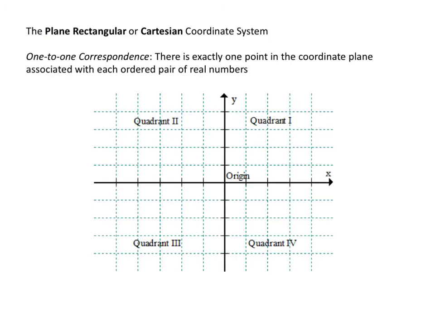The second section of Chapter 3 talks about graphing. The coordinate system that you're used to looking at is called the plane rectangular coordinate system, or the Cartesian coordinate system. You're familiar with the quadrants because we did that in trig, and of course the center is called the origin. Horizontal line is your x-axis, vertical line is your y-axis. This idea of one-to-one correspondence means that for any ordered pair, there is exactly one location on the coordinate plane.